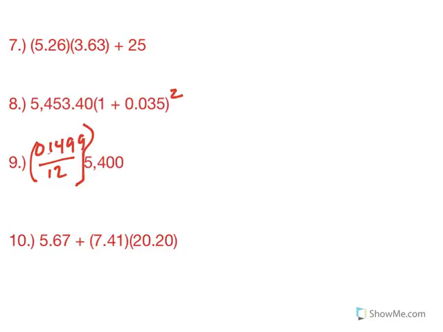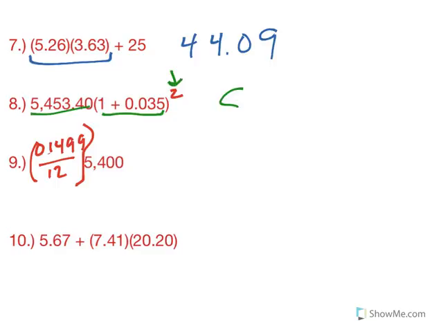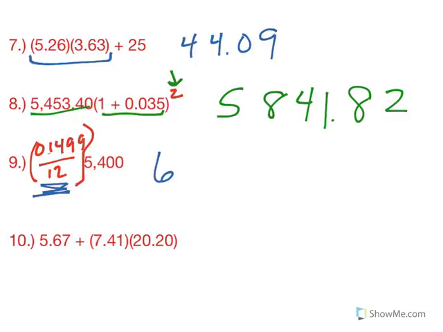Number 7, we want to multiply those 2 together, then add the 25, and that should give you 44 and 9 hundredths. Number 8 is exciting. Inside parentheses, then exponent, last is multiply by that number, and we should end up with 5,841 and 82 cents. Number 9, again, you'll work inside your parentheses before multiplying by 5,400, and you should end up with 67 and 46 hundredths.